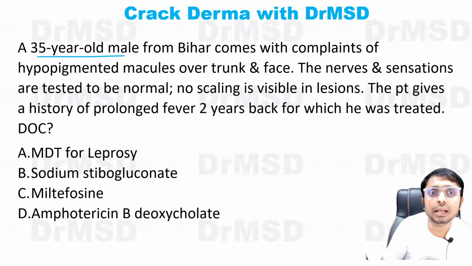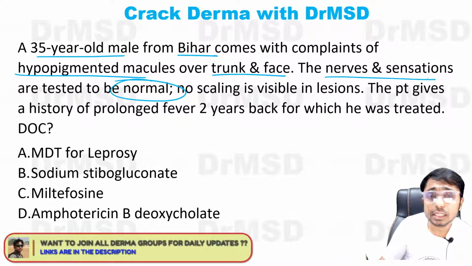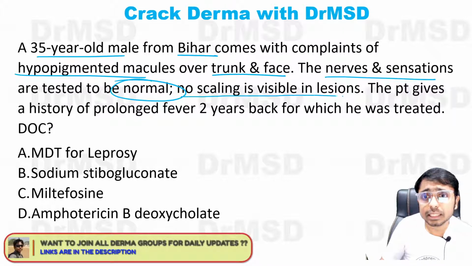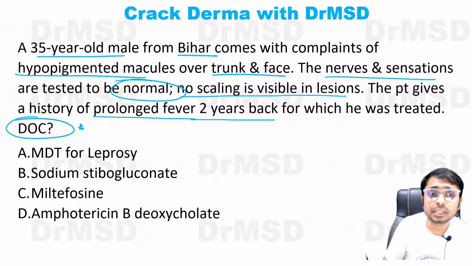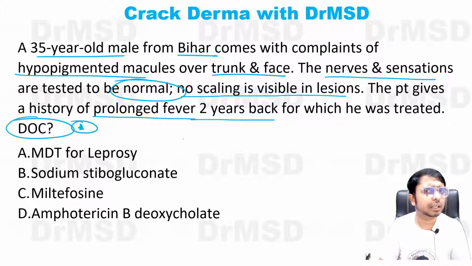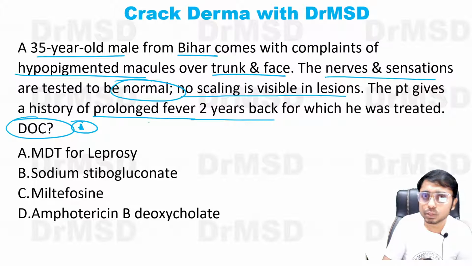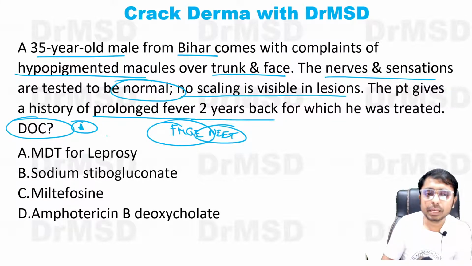A 35-year-old male from Bihar comes with complaints of hypopigmented macules on trunk and face. The nerves and sensations are tested to be normal. No scaling is visible in the lesions. The patient gives a history of prolonged fever 2 years back, for which he was treated. Now tell me, what is the drug of choice for this condition? Yes, please try to put your answer. This is not a recall question of INICET, but I am asking you, this could be a potential future question of both FMGE as well as NEET. So try to answer what is the drug of choice now. I am asking about PKDL.